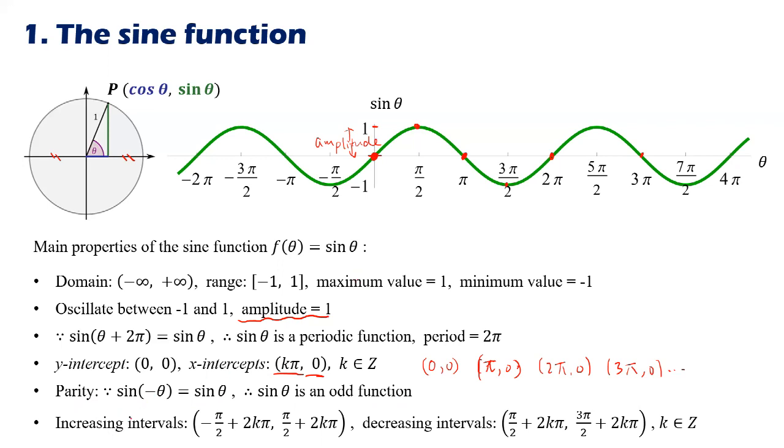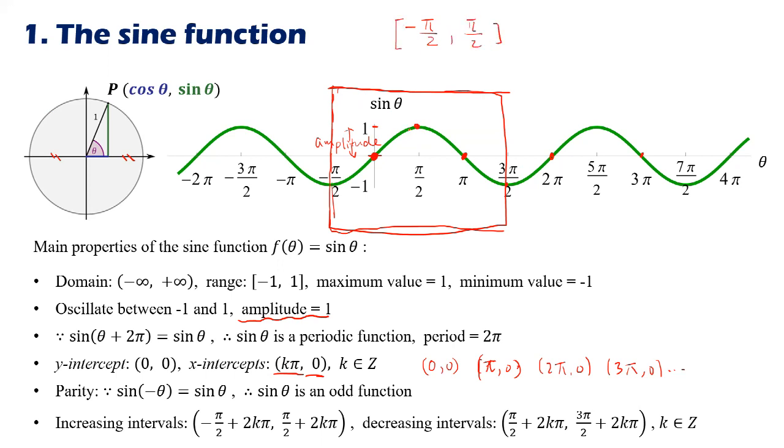Okay, next, the increasing intervals. First, let's have a look at one cycle. If we look at this cycle here, this is also a cycle, right? Because this cycle just repeats itself in other intervals. So let's have a look at this cycle first. Apparently, in this cycle, the increasing behavior is minus half pi to half pi, right? That means this side.